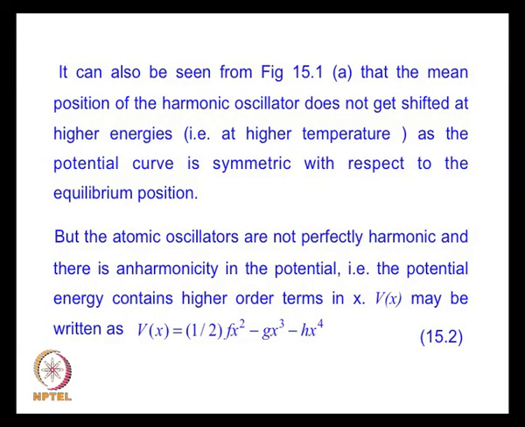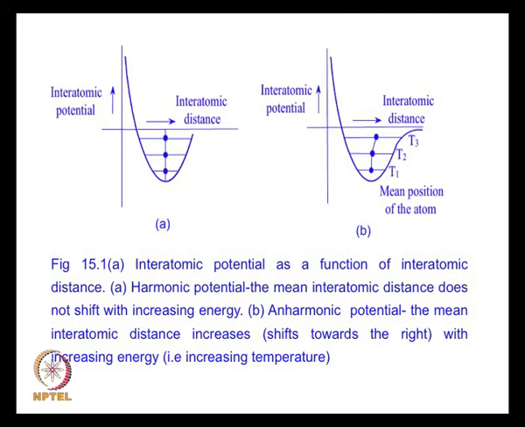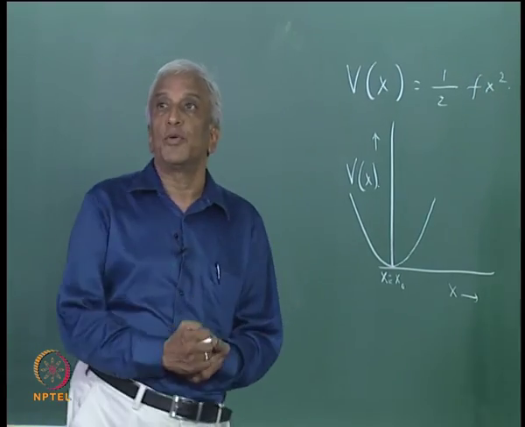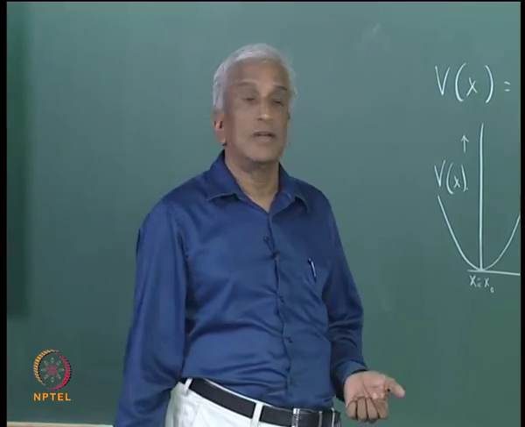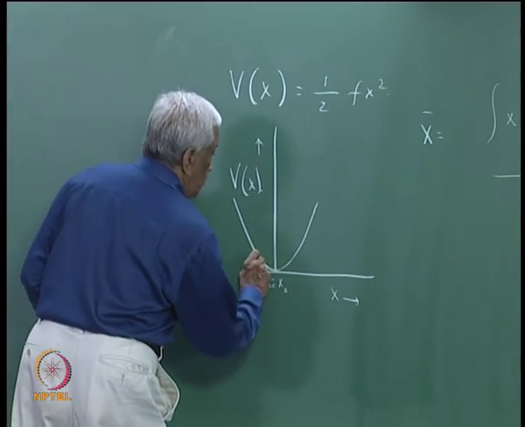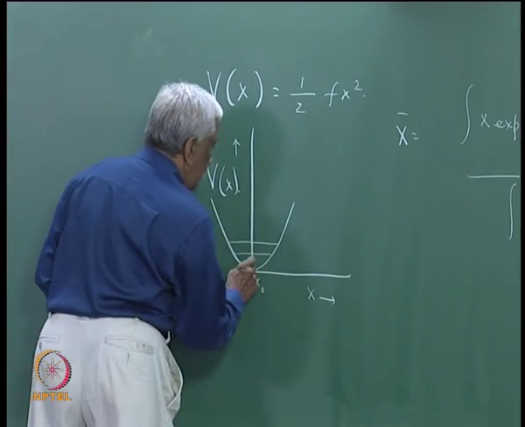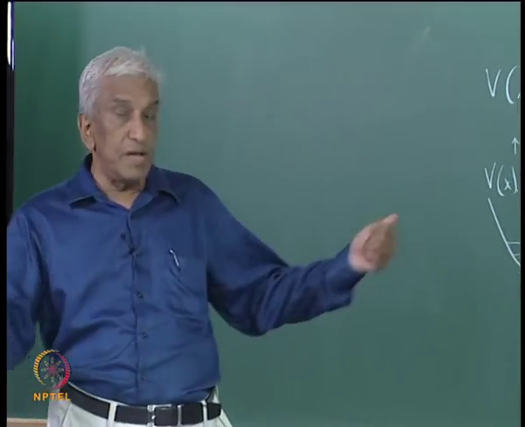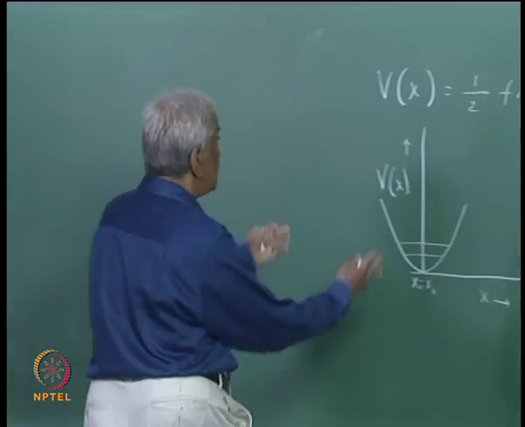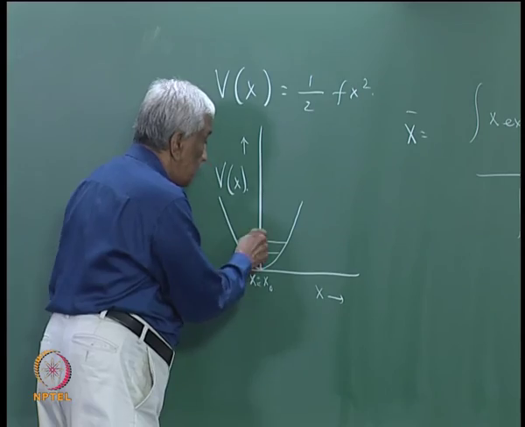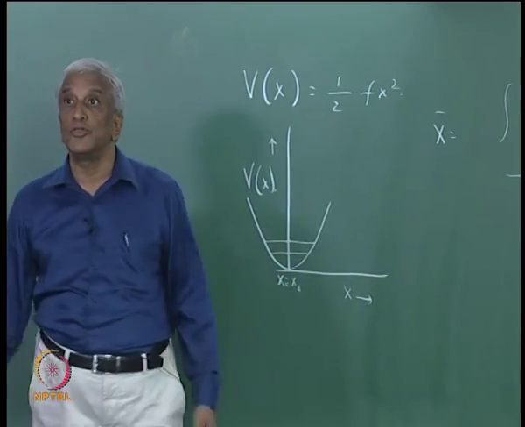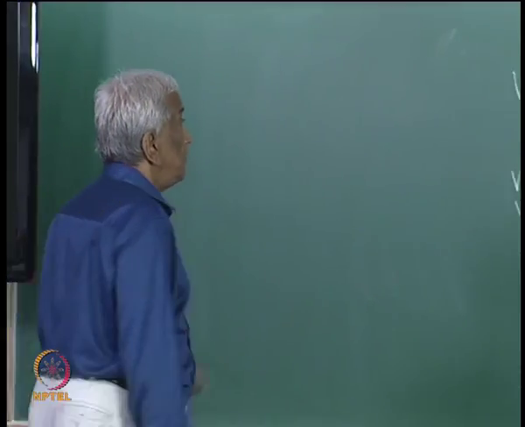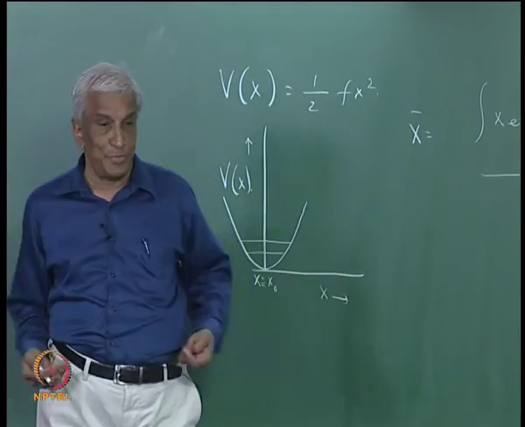Now, you can also see this by looking at the graph here, which portrays the interatomic potential as a function of the interatomic distance, and you see that you have these various states here. When there is an increase in temperature, vibration amplitude changes, but as long as this remains harmonic, the center of this will be the same, the equilibrium position does not change. In other words, there is no shift and there cannot be a thermal expansion.